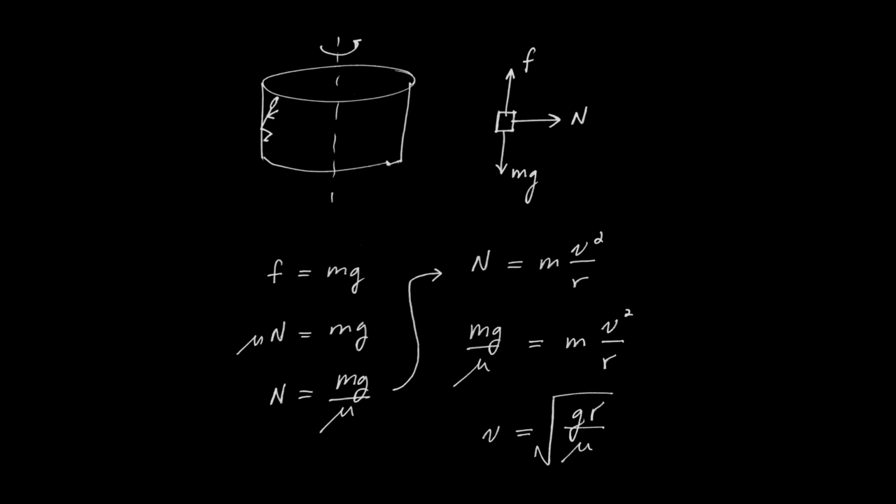I'm going to take that normal force and combine it with my expression for Newton's second law applied to circular motion, that the normal force is equal to mv squared over r. So what I get is that mg divided by mu is equal to mv squared over r. Notice, of course, that the m's cancel on each side, and I can solve for the speed of the ride in order for people to not fall out. That speed would be equal to the square root of gr divided by mu.